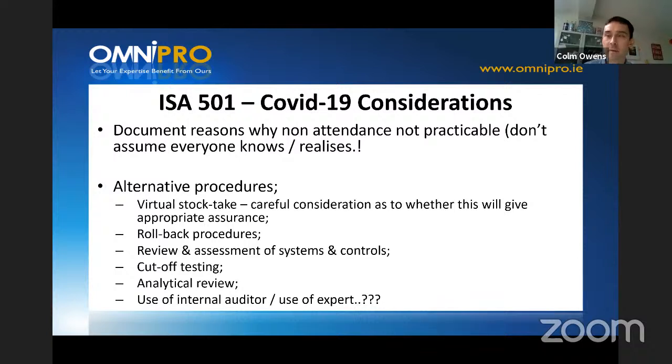That goes back to the issue over planning. How can you evaluate the design and implementation of controls? Can you do your walkthrough testing of controls? And you do cutoff testing, your analytical review, and your use of an internal auditor or an expert. All these things, separately or in conjunction, hopefully give you some kind of comfort over stock. We're only talking about the existence and the condition of stock. We're not talking about anything else. It's because we can't get on site on a particular day in the year to do a particular stock take.